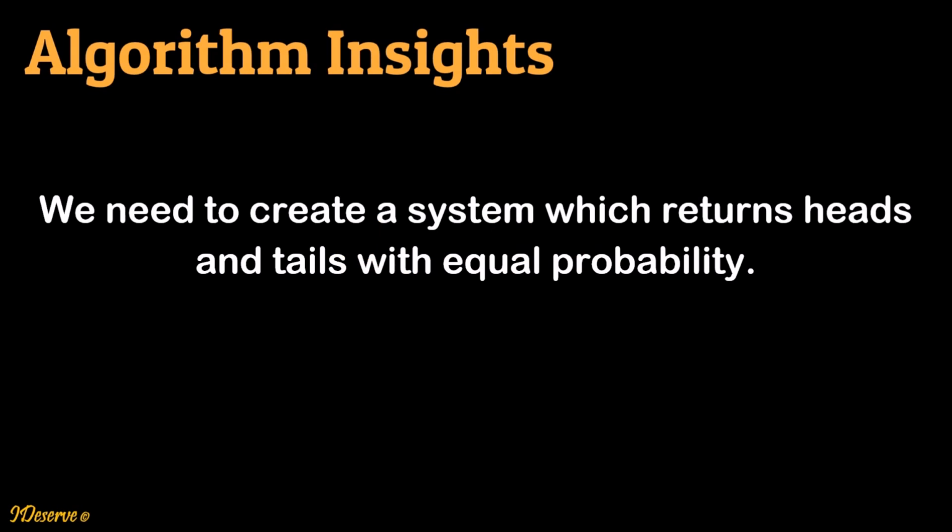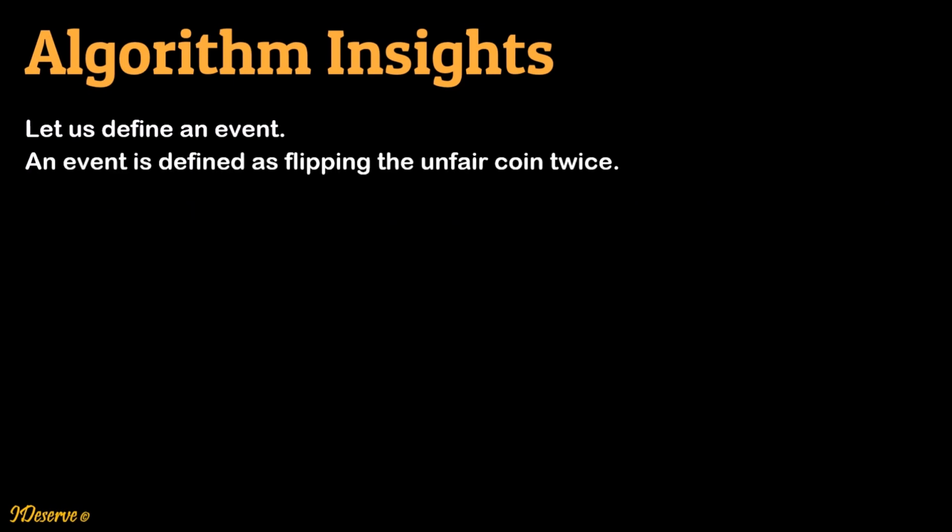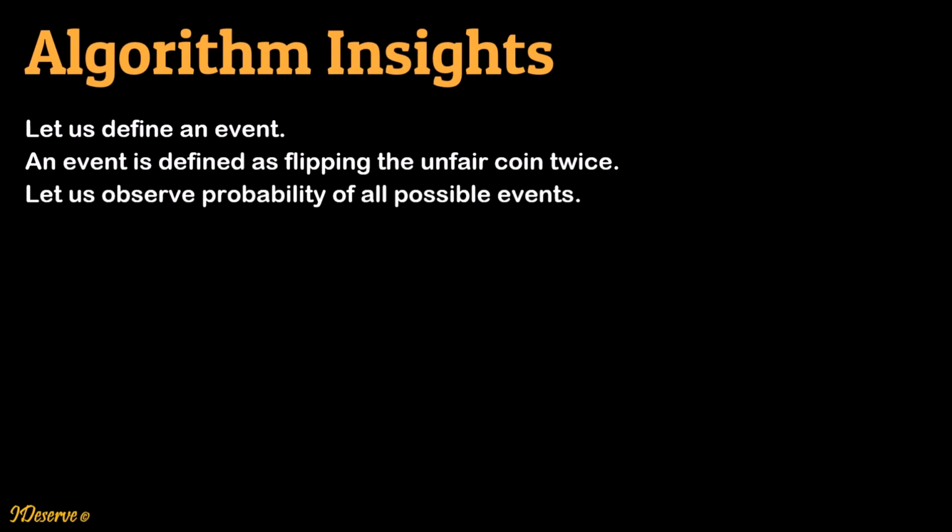We need to create a system which returns heads and tails with equal probability. Let us define an event in this system. An event is defined as flipping the unfair coin twice. Let us observe probability of all possible events that can occur in the system. So when we flip an unfair coin twice, what are the possible events we can observe? We can have 4 types of events.